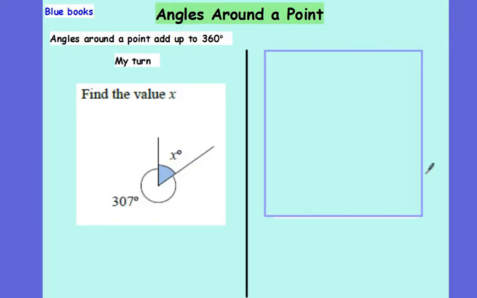So dark blue books out please, Year 9. Can I have the title Angles Around a Point? And underneath, can you write the sentence, angles around a point add up to 360 degrees. When you've got that written down, can I see pens down and eyes on the board?